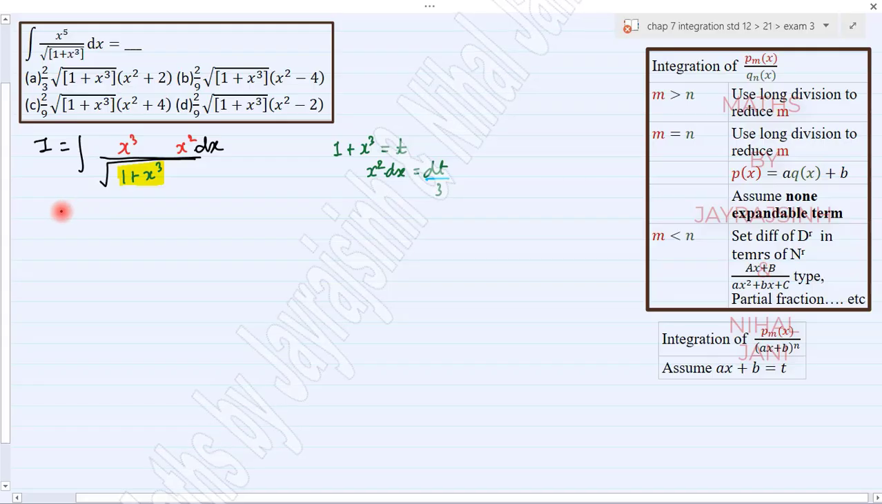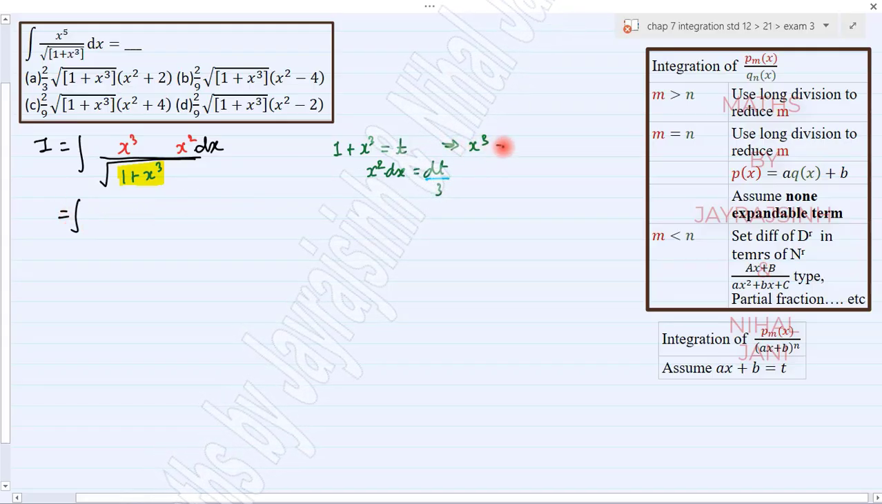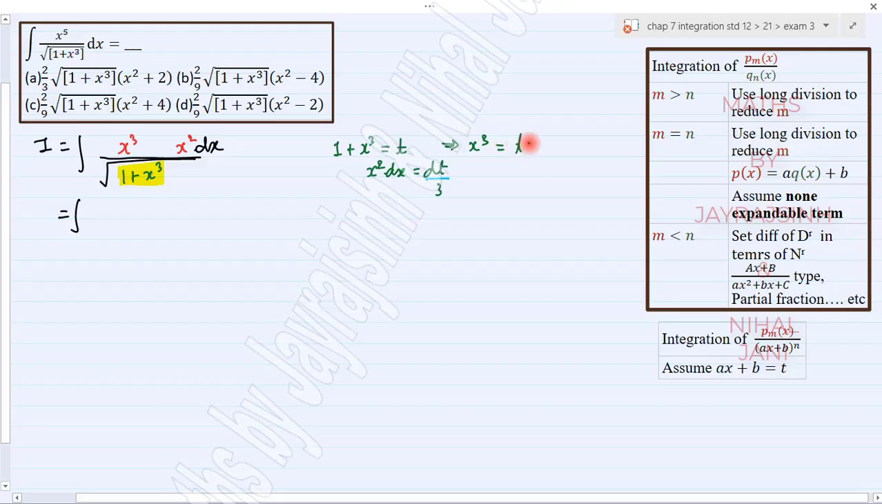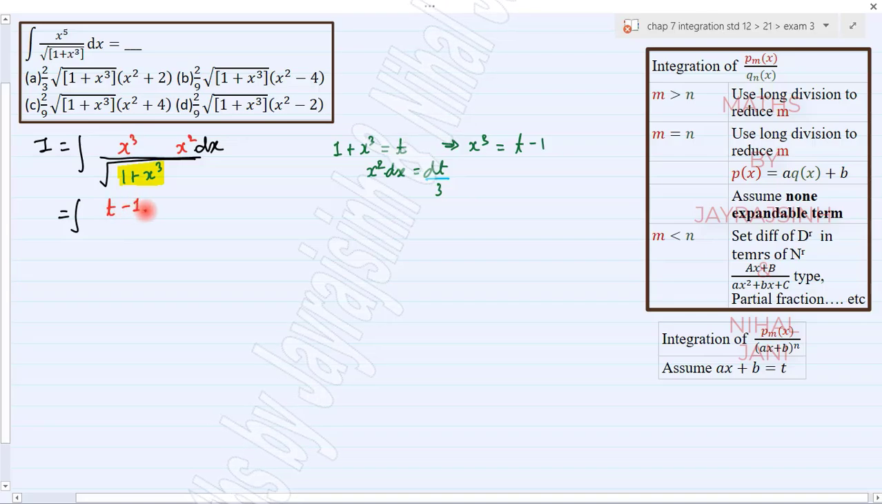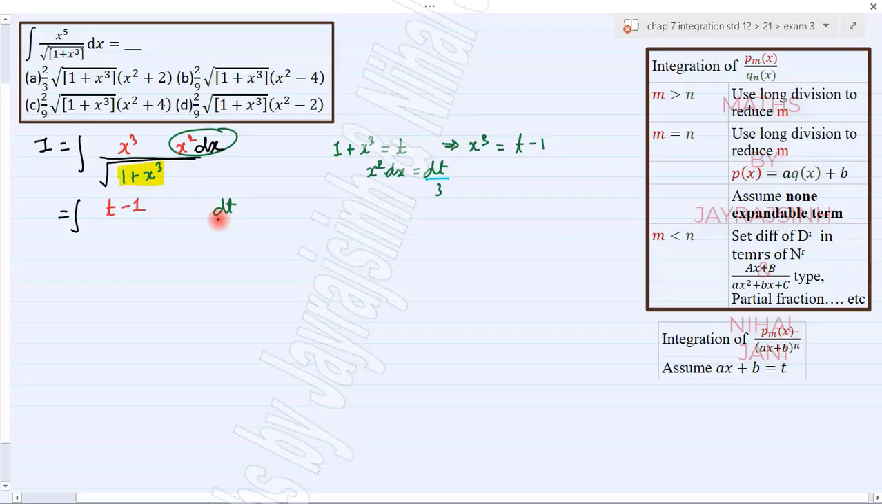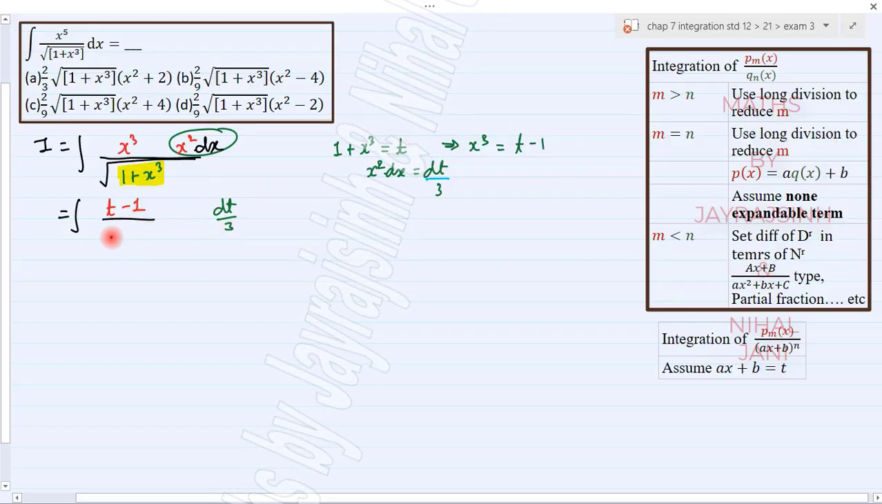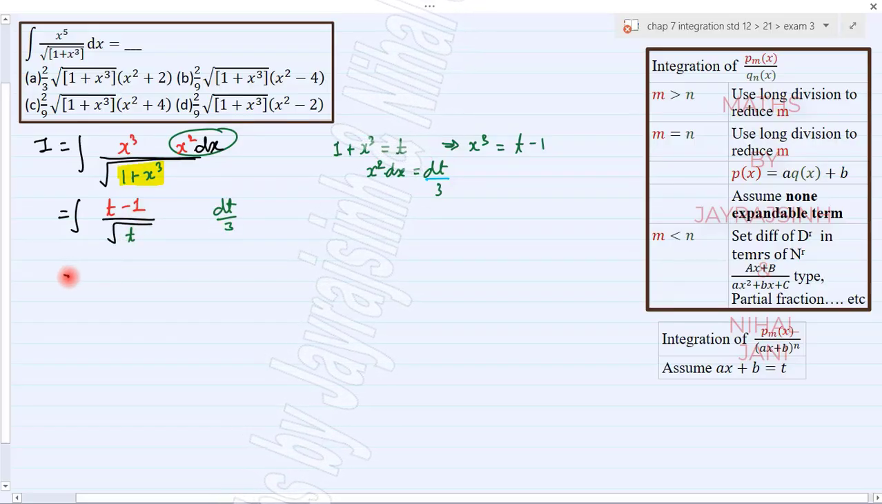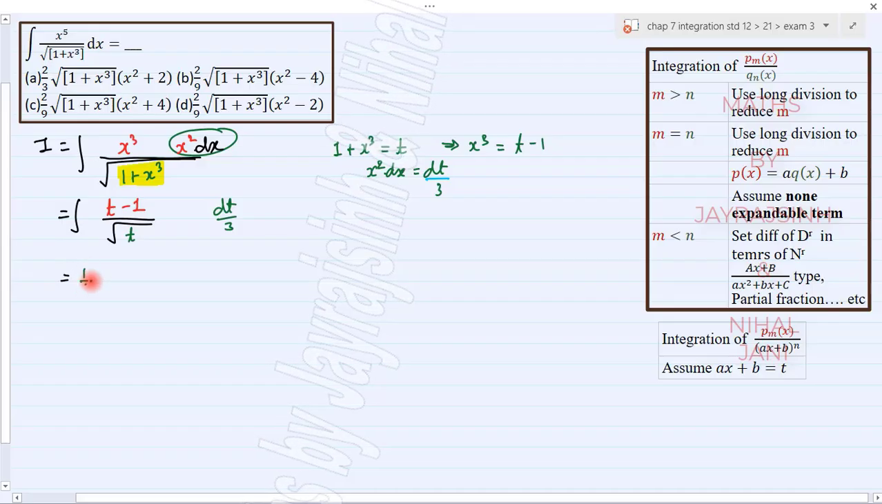So we are ready to modify our integration. The value of x cube is simply t minus 1. So let's replace our x cube by t minus 1 and x square dx will become dt by 3 and in denominator under root of t. Now we don't have to worry about this 1 by 3.